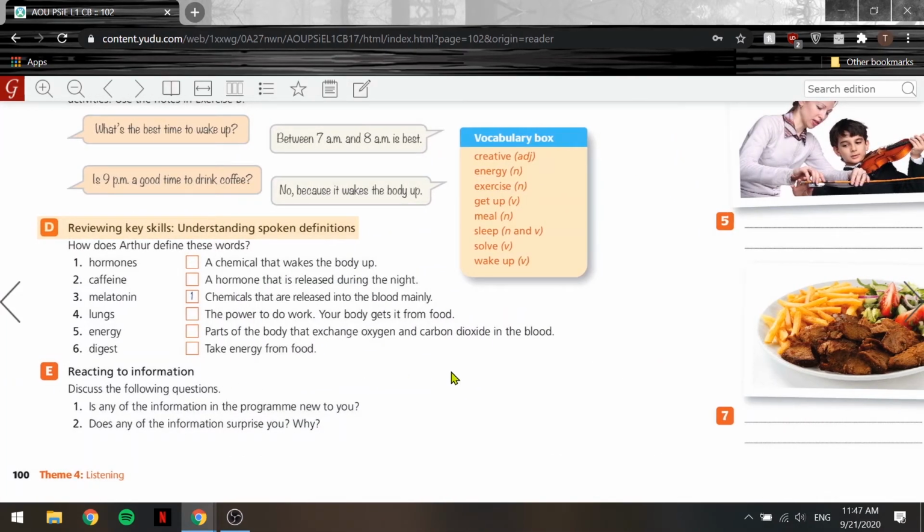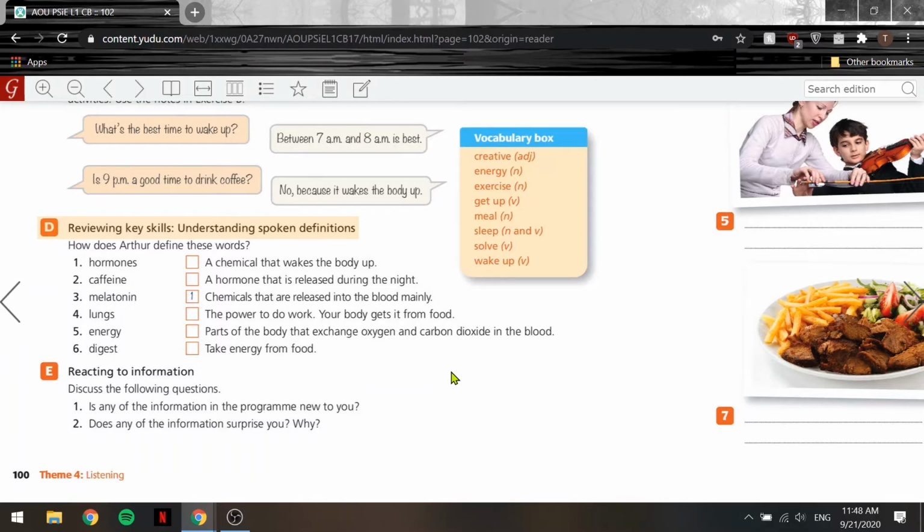Exercise E, reacting to information. Okay, so discuss the following questions. Is any of the information in the program new to you? Personally, no. I knew most of these already, but for those of you that didn't know that you should probably wake up and go to bed at like 10 or 11, that might be a bit weird to some of you, but for me, I already know most of the stuff that was said here in this unit so far, or theme.